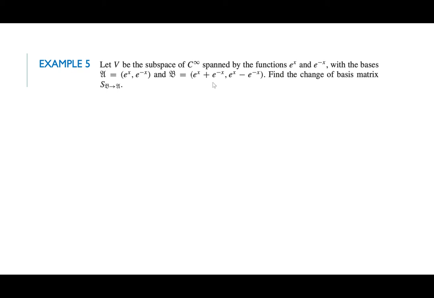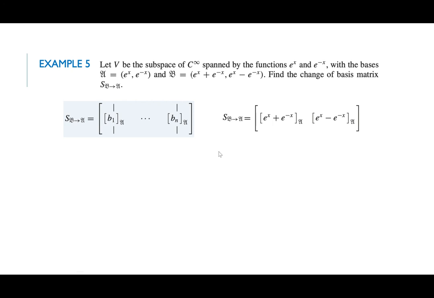Let's find the change of basis matrix that takes us from the constant multiples of hyperbolic cosine and sine to e to the x and e to the minus x. So, let's do this. Recall, this is how it's defined. And so what is going to be our B1 here? Well, we're starting at this B basis. So our B1 is going to be e to the x plus e to the minus x. And then we only have two basis vectors, so our B2 is going to be e to the x minus e to the minus x.